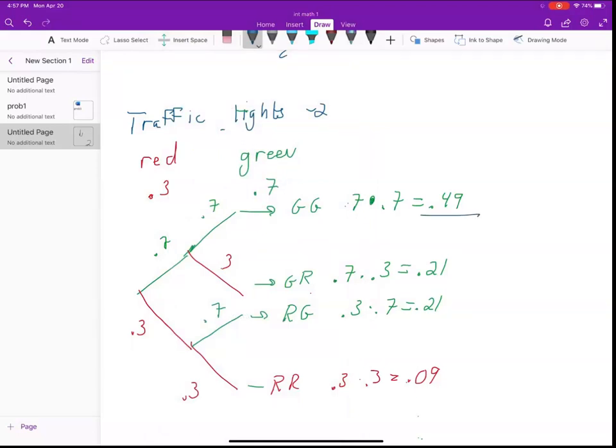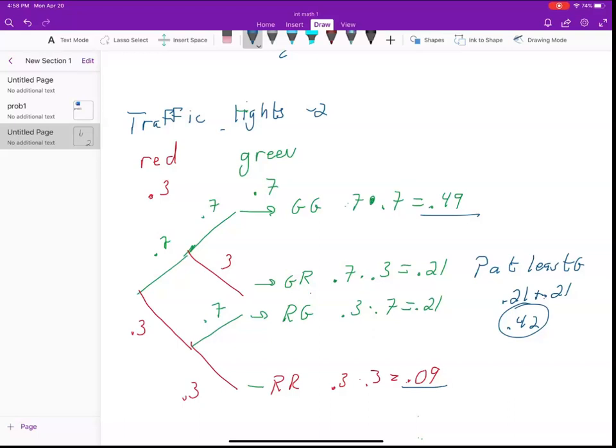If I have a green and a red or a red and a green, at least I get one of them green. That'd be 0.21, right? But remember, if I want the probability of at least one green, then all I got to do is add those up. See, that's what the tree diagram does for me. It allows me to find some different probabilities that might have been a little more harder to do without that, but the tree diagram helps me. And then, of course, here's my probability of my two reds, 0.09.